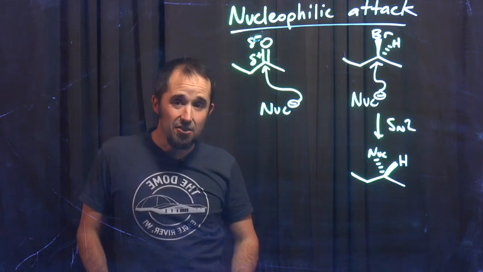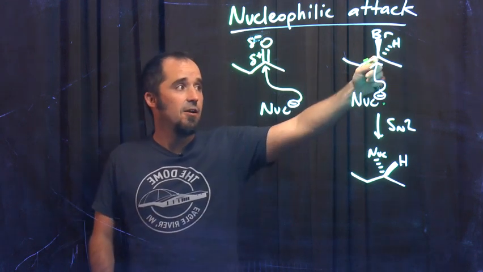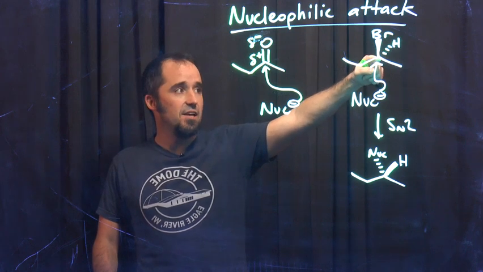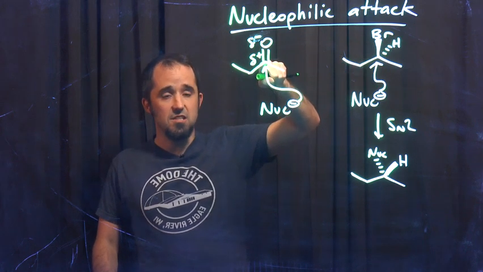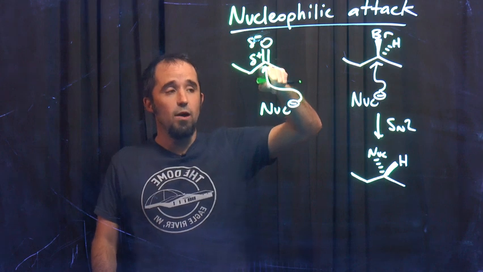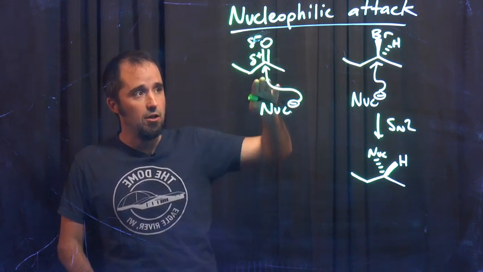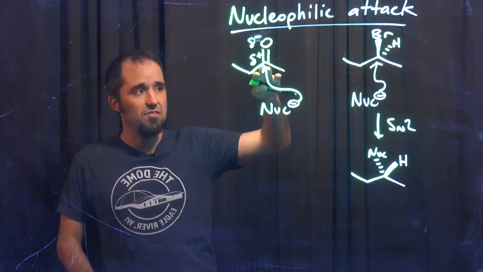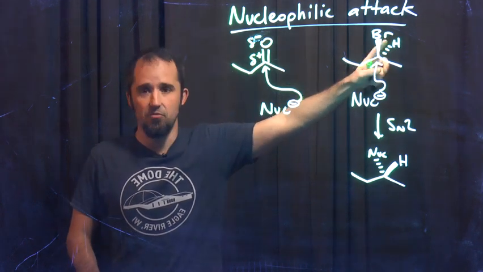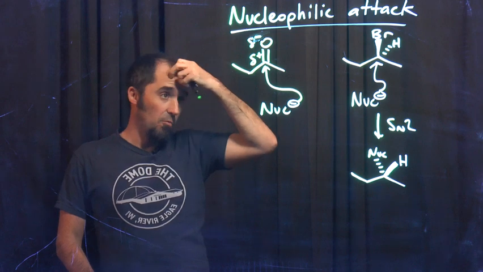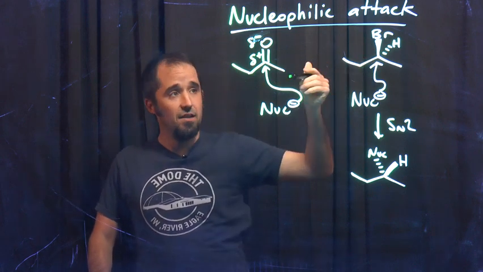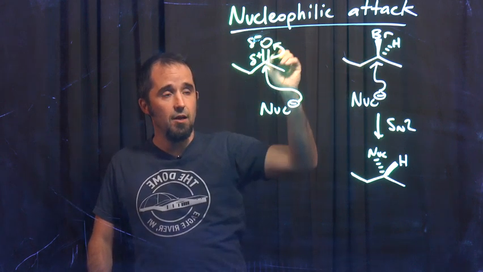It's also going to be easier to get to because here this sp3 center is more crowded. This sp2 center is flat. So right away it's probably going to be easier for me to get this nucleophile close to that carbon just because there's 3 things around it instead of 4. Also, instead of breaking a sigma bond, here I only need to break a pi bond.